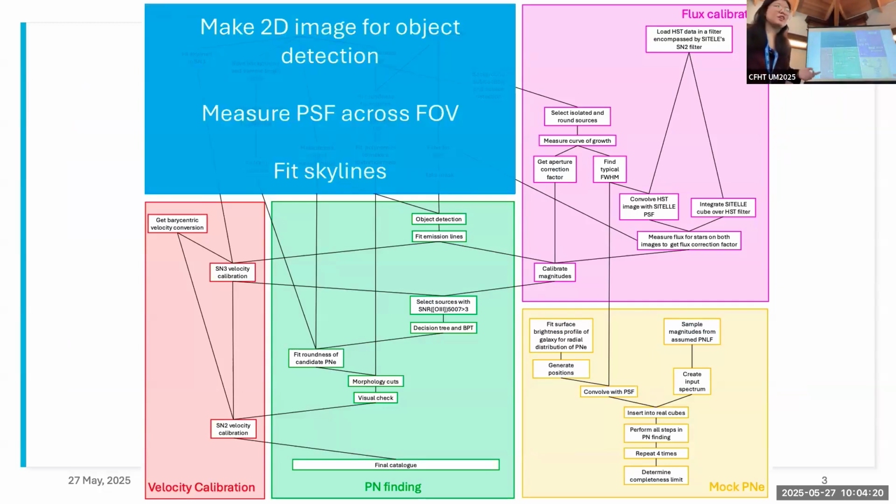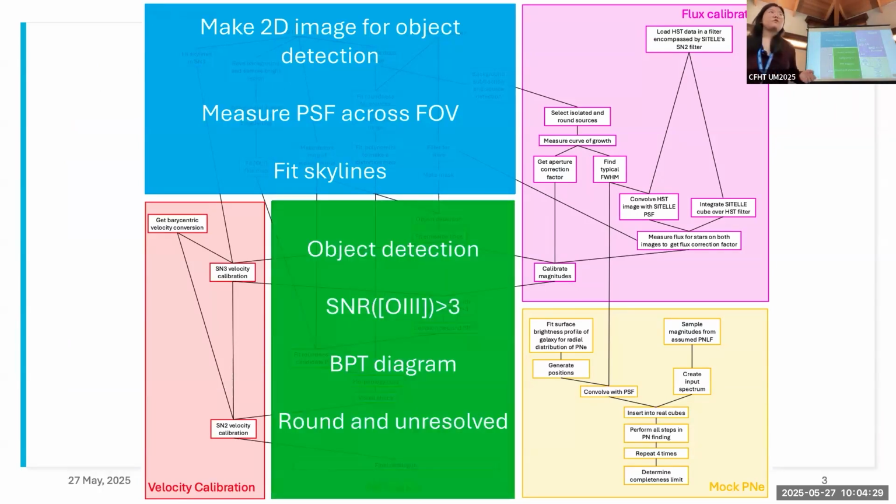Just to give you the big overview, we start with making some 2D images out of the 3D cube that are good at highlighting emission line sources. We then perform object detection. We plot the point sources on the PPT diagram. We select for them having very bright O3, which is where you'd typically expect the AGN to lie if you're looking at a plot for galaxies. We then check for their morphology, because we know they should be unresolved, so they look like the PSF.